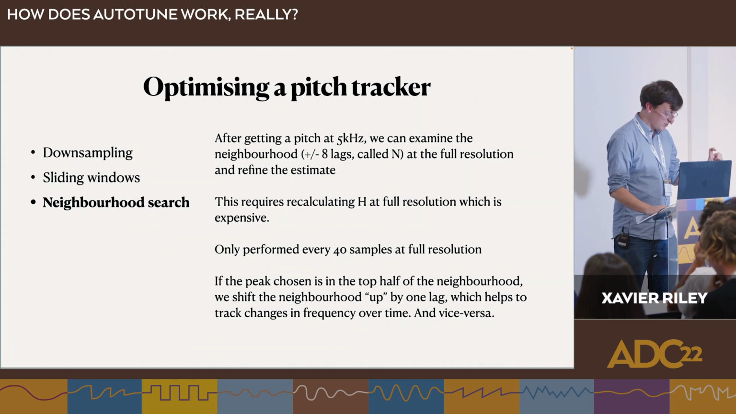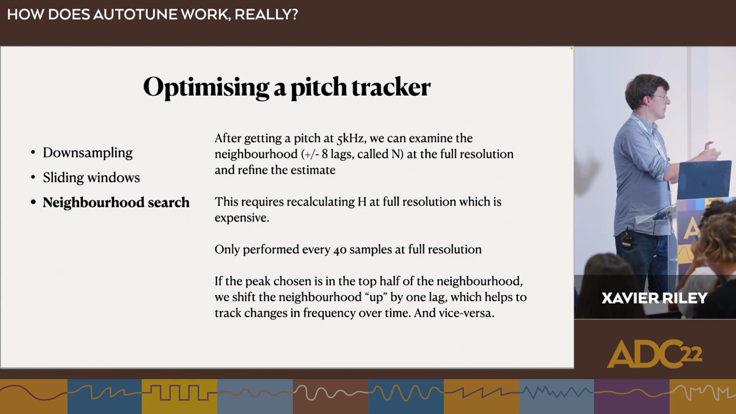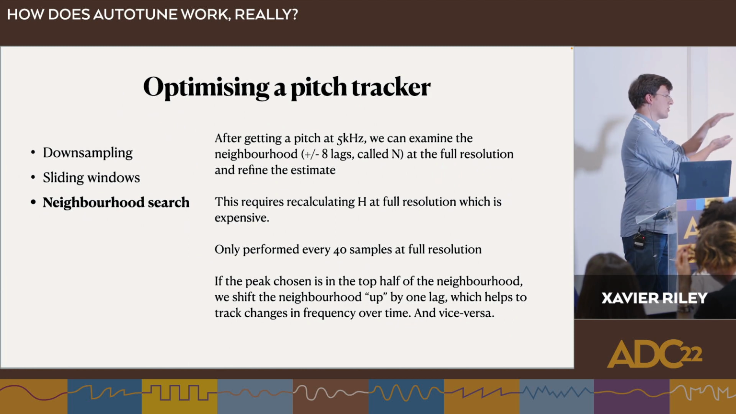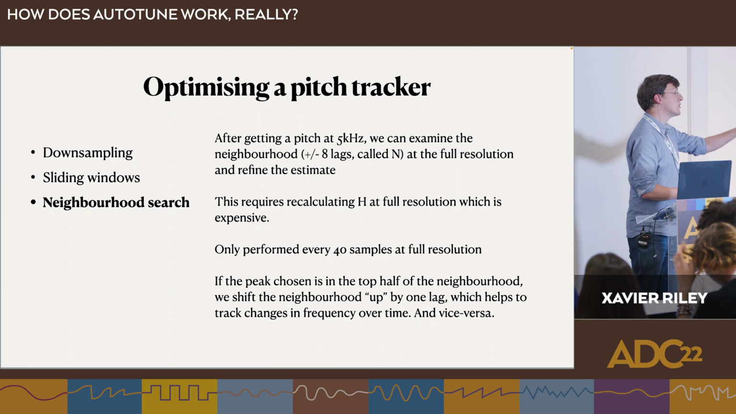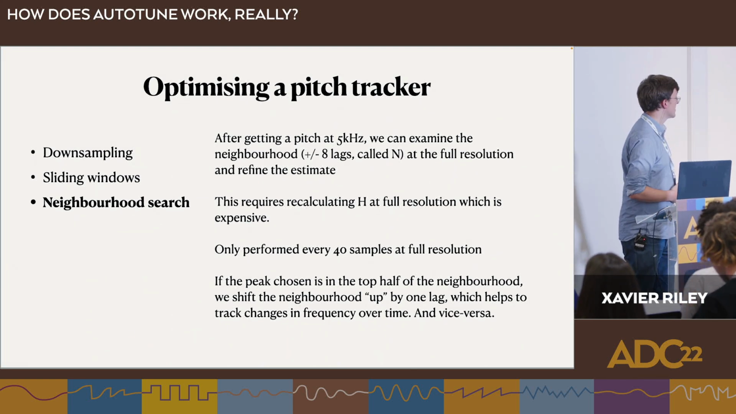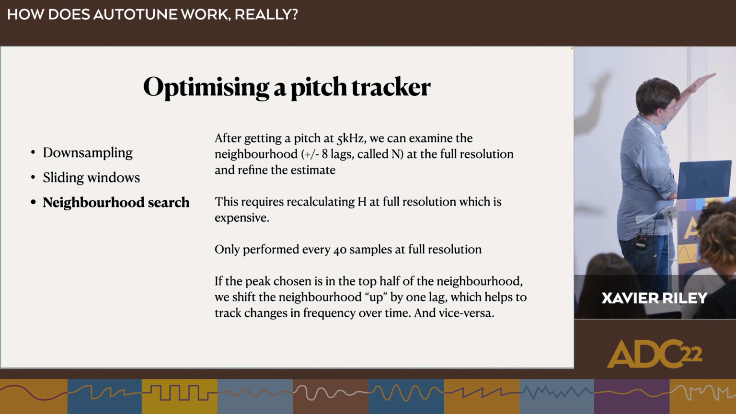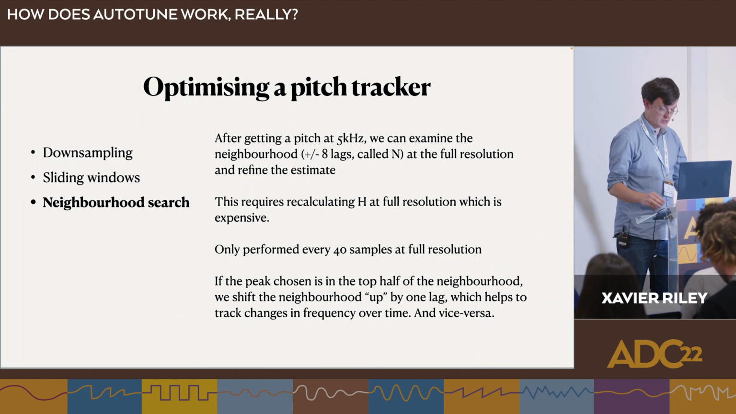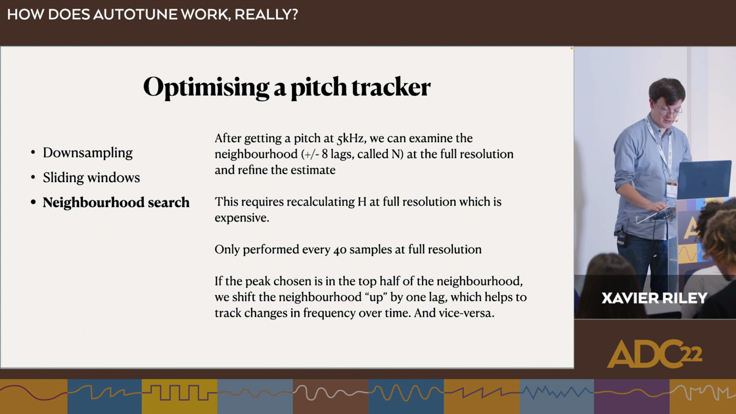With this neighborhood, there's details in the patent where if he finds that the pitch has appeared in the top half of the neighborhood, he shifts the neighborhood up by 1 set of lags. So the neighborhood kind of tracks the pitch as it moves around, and pitch does move around in a human vocal performance. So you do your sampling at 5 kilohertz, and then this little check afterwards at the full resolution where you track the fine changes in pitch, and that's what allows him to have such an accurate pitch tracker.